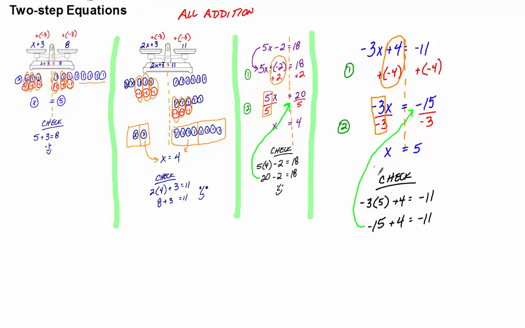All right, then we've got negative 15 plus positive 4. 4 zero pairs. These positives cancel out 4 of these negatives, leaving 11 negatives. You betcha we did it right.